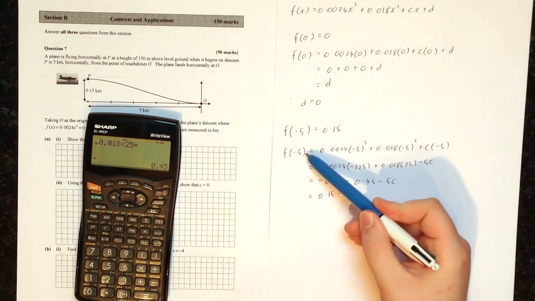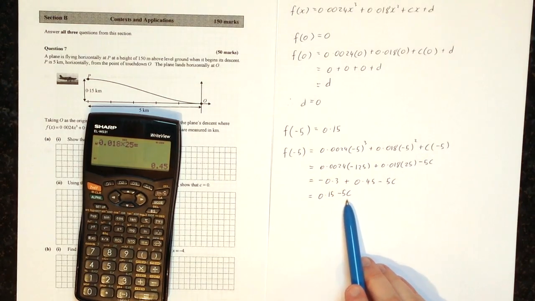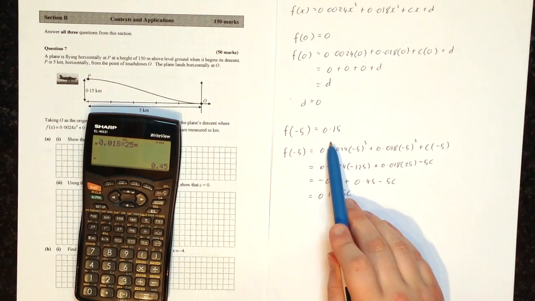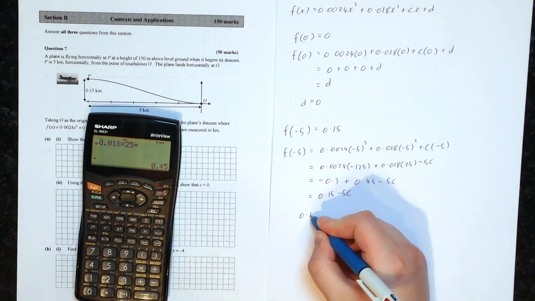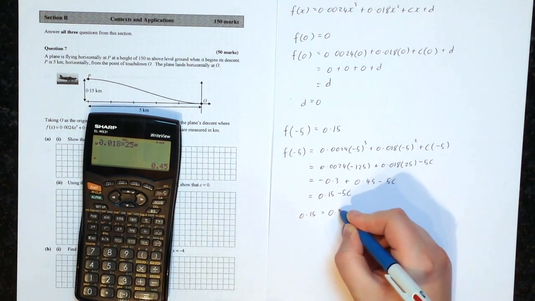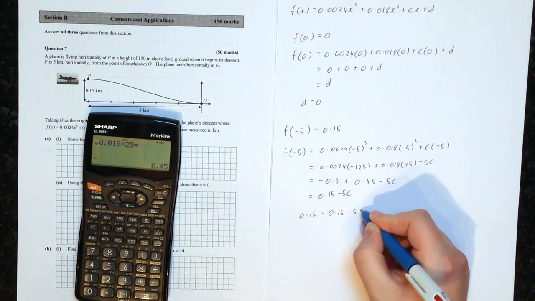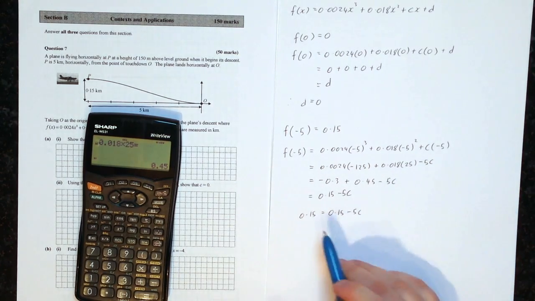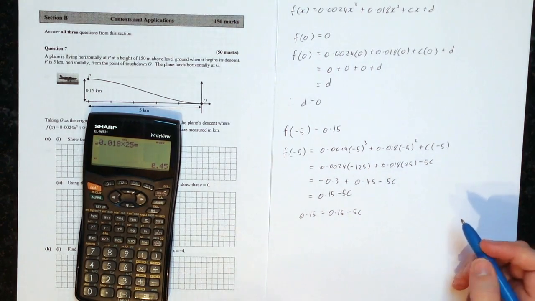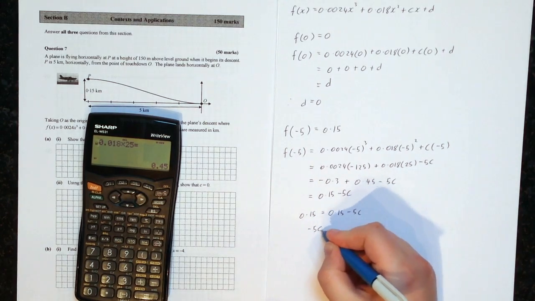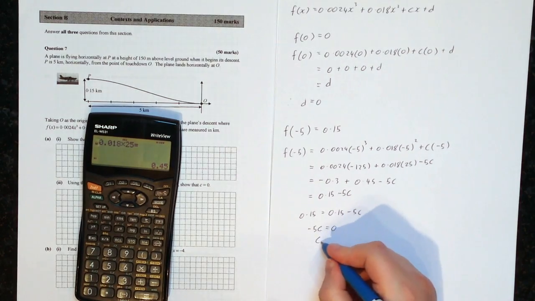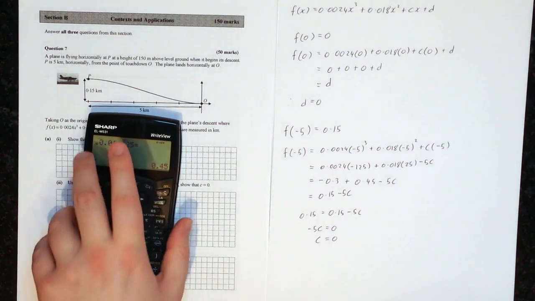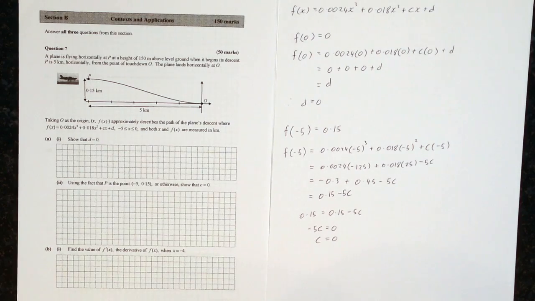So we get that f of minus 5 is 0.15 minus 5c, but we know that f of minus 5 is 0.15, so we have that 0.15 must be equal to 0.15 minus 5c. We can then subtract 0.15 from both sides of this equation to get that minus 5c is equal to 0, and then divide both sides by minus 5 to get that c is equal to 0. So we have that both d and c are equal to 0.